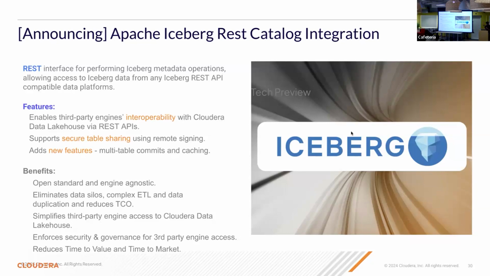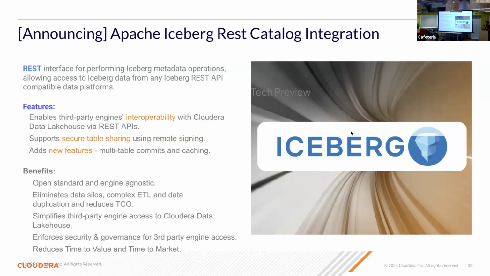What are the features for this? As I mentioned, one of the key features is enabling third-party engine interoperability from any vendor. It supports secure table sharing using remote signing, and adding new features like multi-table commits and caching. So what are the benefits? As I mentioned multiple times, but I need to emphasize this more, it creates open standards and an engine-agnostic approach. You can use any engine that has a REST client and can call REST services to get access to your Iceberg data via the REST catalog.